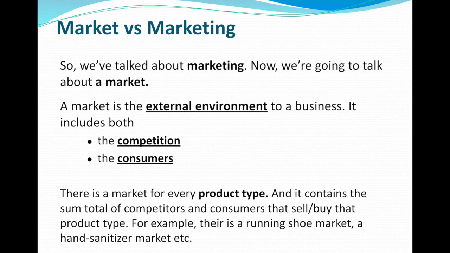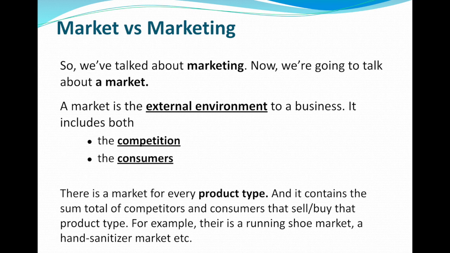So for every product type, there is a market, and it contains the sum total of competitors and consumers that sell and buy a product type. So for example, there's a running shoe market, there's a hand sanitizer market, there is a coffee market, there's a video game market. I mean, there's a market for everything. There's a market for social media apps, there's a market for candy. There's a market for everything.